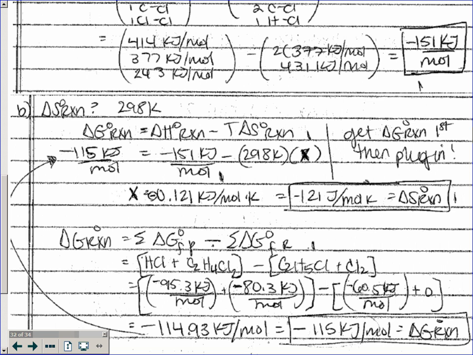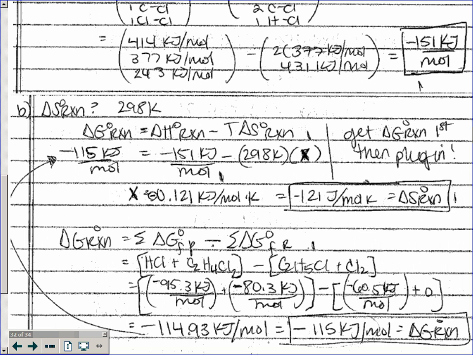No, I'm not dividing by negative 121. Okay, so I heard subtracting something and then dividing by temperature, right? So you've got to get T delta S by itself. So I actually added 151 to the G side and then divided by negative 298 so that you could then isolate delta S. Please do not forget that that's a negative and you're not multiplying those things together.